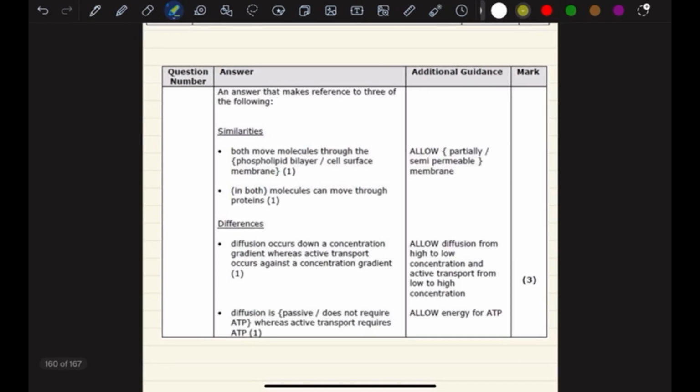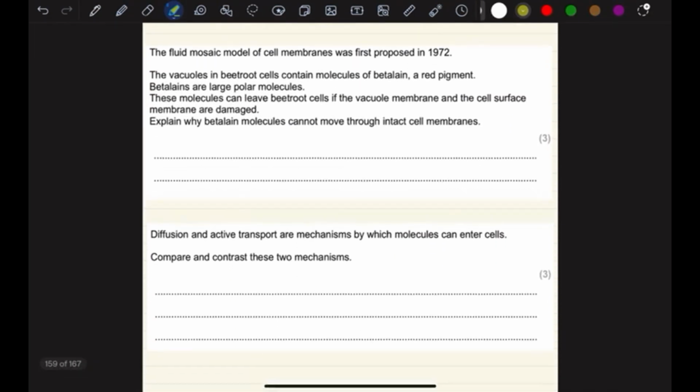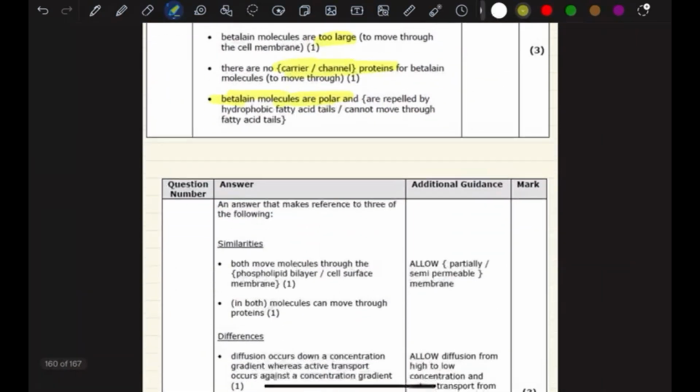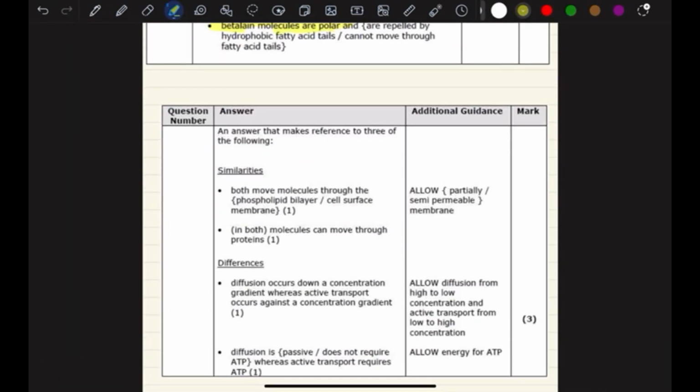Now here, I believe the question was, let's just double check. The question was to compare diffusion and active transport. Well, guys, if you think about what each of them is, diffusion is the movement of your non-polar, non-charged molecules from high concentration to low concentration. And active transport, different, is going to be against the concentration gradient. You need to use hydrolysis of ATP, and you need to use a carrier protein. I would remember those immediately.